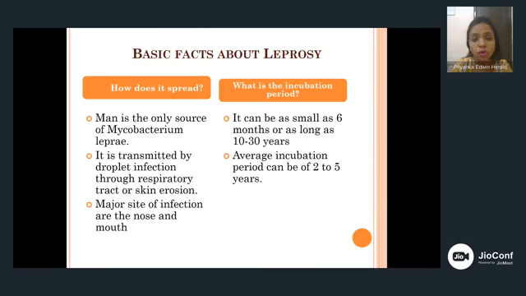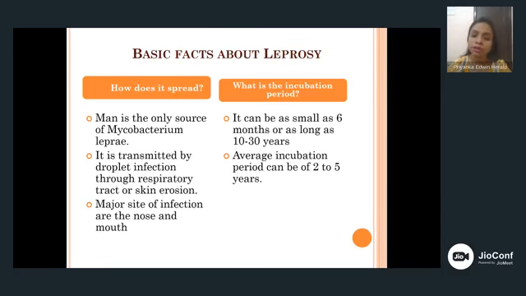Now, the next slide is again about the basic facts of leprosy. We should know how this disease spreads and what its incubation period is. Man is the only source of Mycobacterium leprae. It means it is transmitted from human being to human being only. It is transmitted through droplet infection through the respiratory tract or skin erosion, and the major sites of infection are the nose and mouth. The bacteria develop inside the respiratory tract, mainly the nasal area, and then spread inside the body.